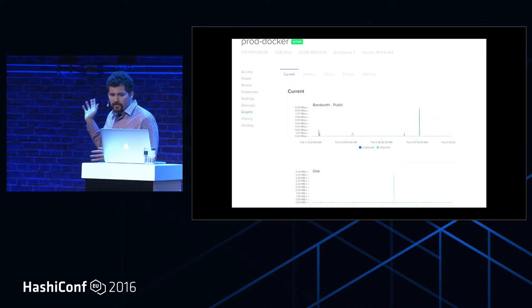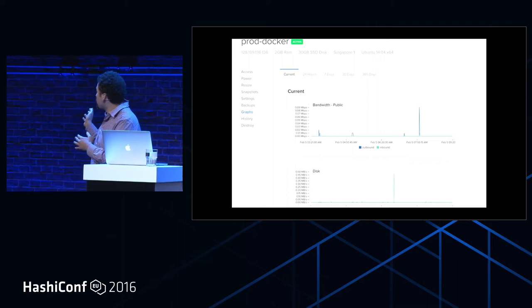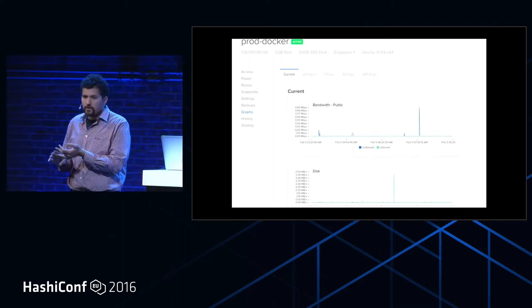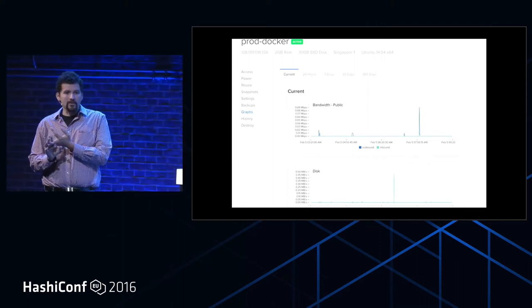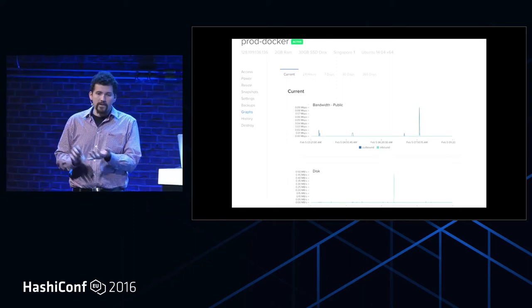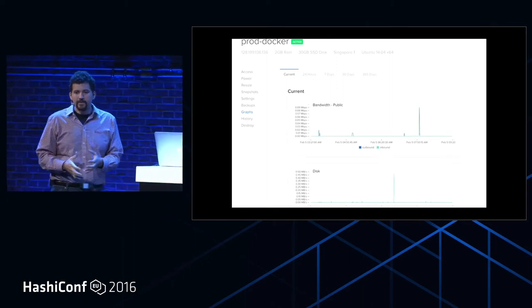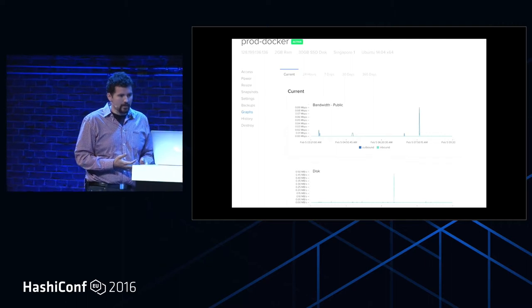So this is the GUI of the application. It's pretty simple. It's just your charts and your graphs. If you've used any kind of product like CloudWatch or Datadog, it's very similar in that vein. It's really nothing crazy there.